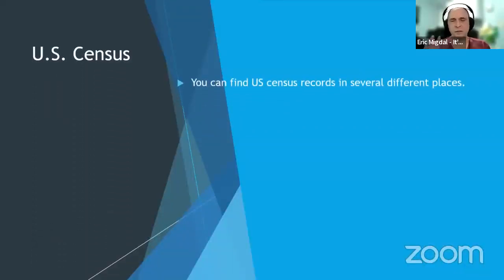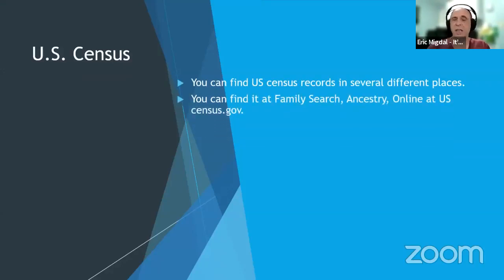U.S. Census records are very specialized. You can find U.S. Census records in several different places, including Family Search, Ancestry, and online at the uscensus.gov. The easiest places to look for them are Ancestry and Family Search.